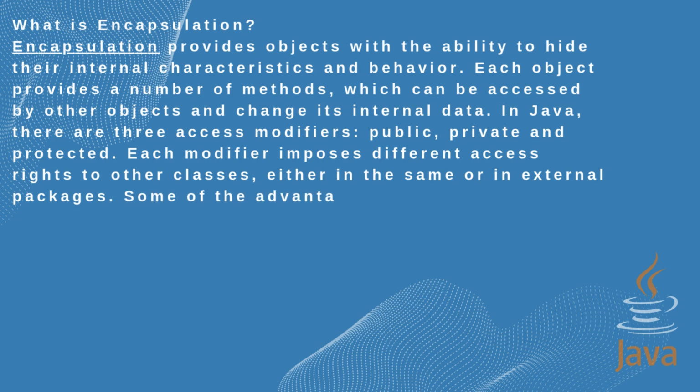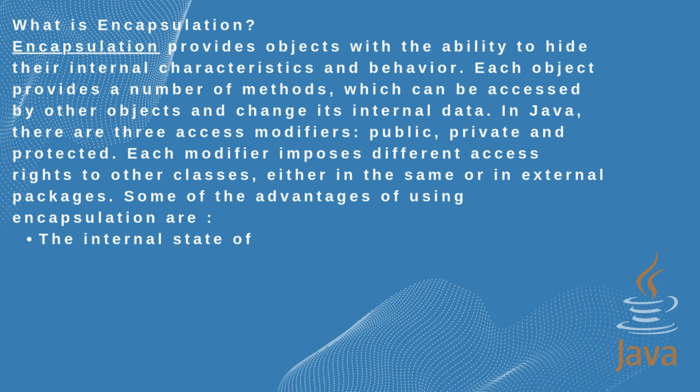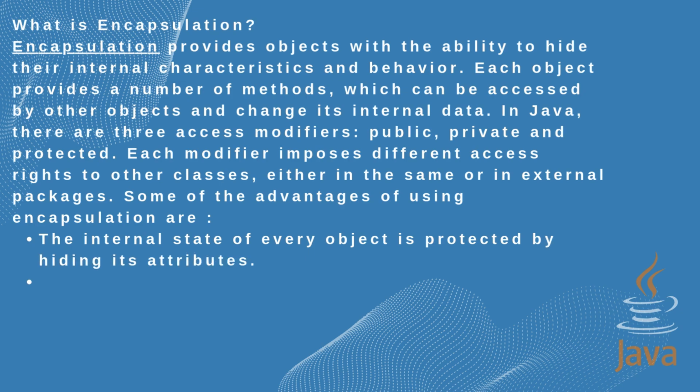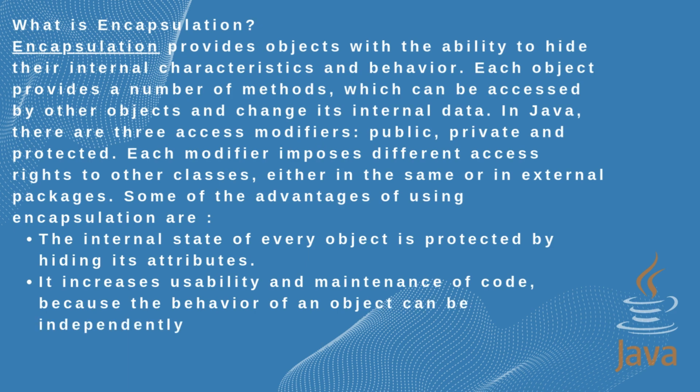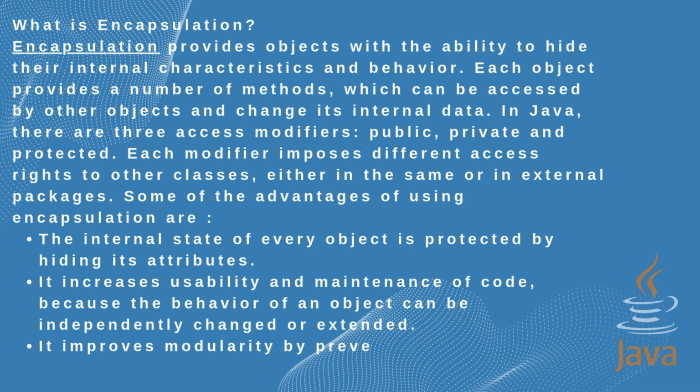Some of the advantages of using encapsulation are: 1. The internal state of every object is protected by hiding its attributes. 2. It increases usability and maintenance of code, because the behavior of an object can be independently changed or extended. 3. It improves modularity by preventing objects to interact with each other in an undesired way.